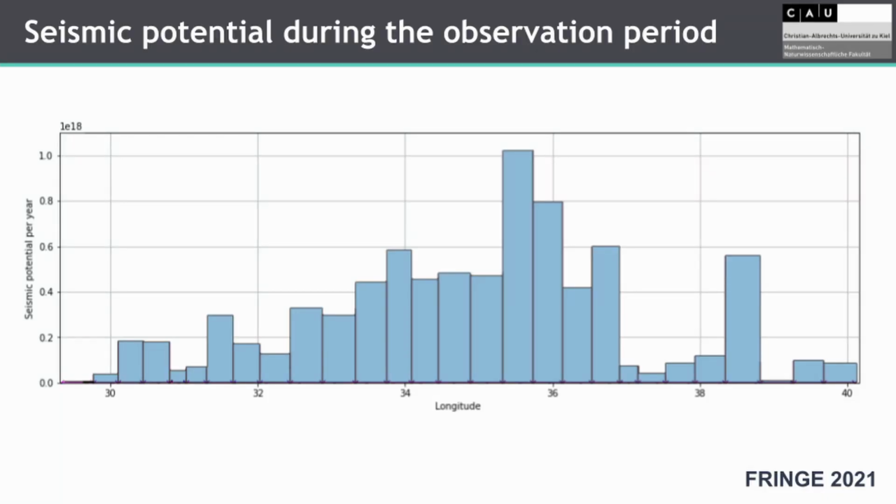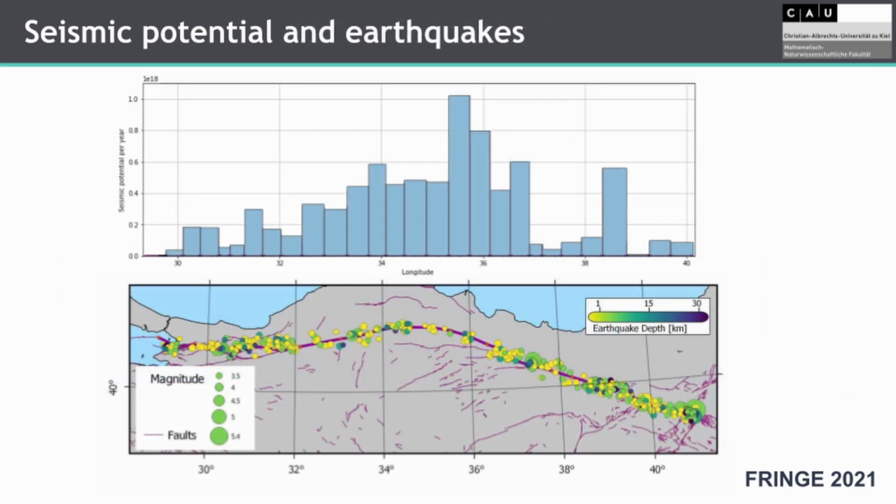We also estimated the seismic potential per year that builds up at each segment from the slip deficits and locking depth. And if you compare these results with a collection of all major earthquakes that have happened along the fault in the observation period, we can also see that in the central part, there seems to have happened very little stress release, where there were major earthquakes in the eastern part and many more earthquakes in the western part.